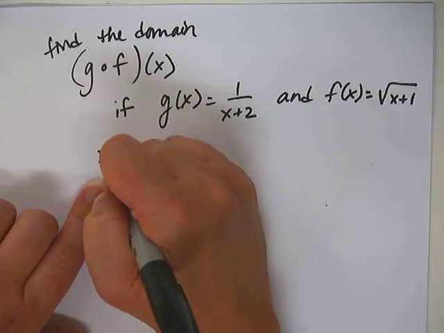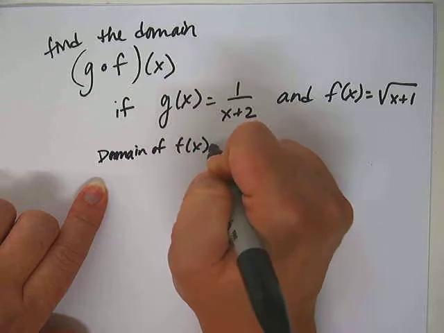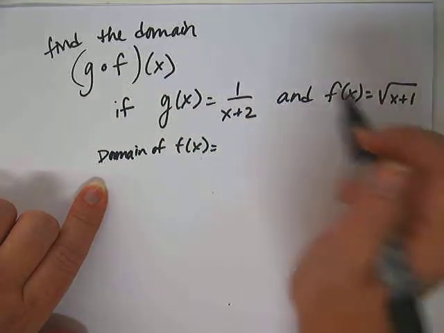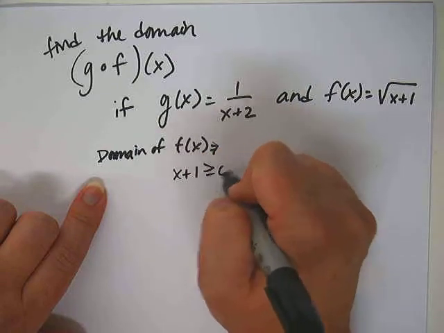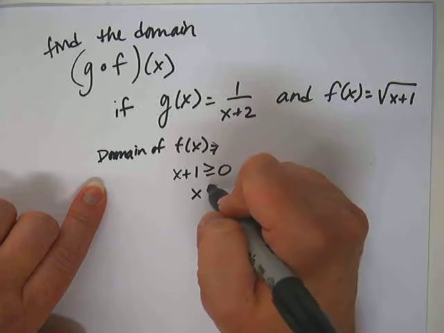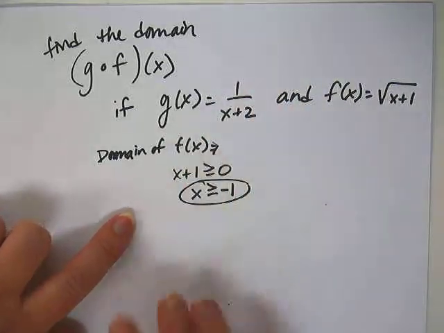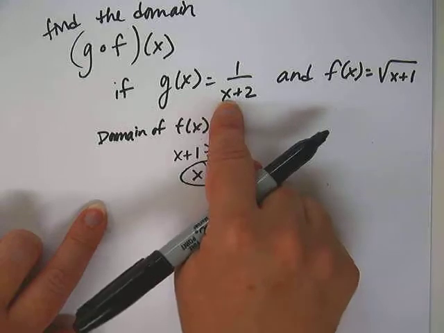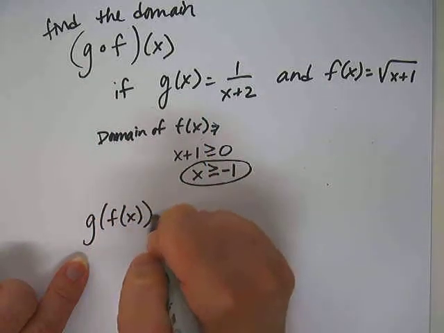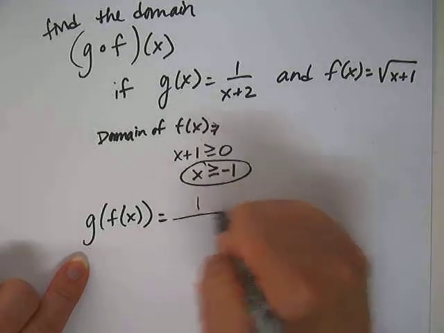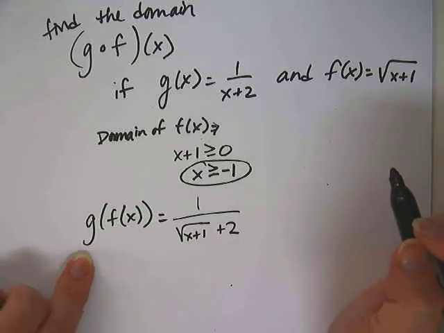Okay, so we look at the domain of f of x, which is x plus 1 has to be greater than or equal to 0, right? So x is greater than or equal to negative 1. So that's for that part. Then we take this and plug it into here. So we do g of f of x, which means 1 over the square root of x plus 1 plus 2.